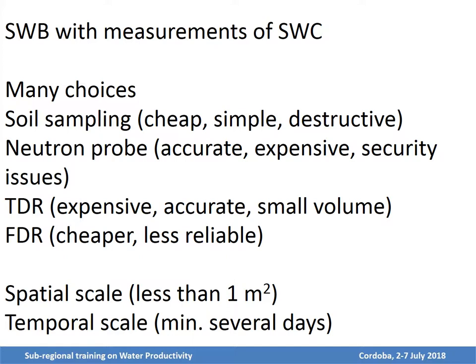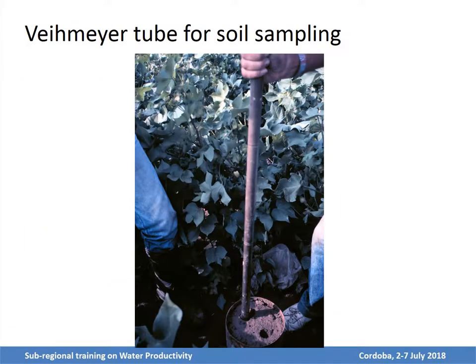The spatial scale, when we apply the soil water balance with measurements of soil water content, is less than 1 square meter. It's rather small. And the temporal scale is rather long, minimum several days. Here we see a soil sampling tube, which is inserted by percussion in the soil, and is a very fast method for soil sampling. However, it will be challenging sampling the soil in hard soils where the penetration resistance is high, and we have a large percentage of stones.